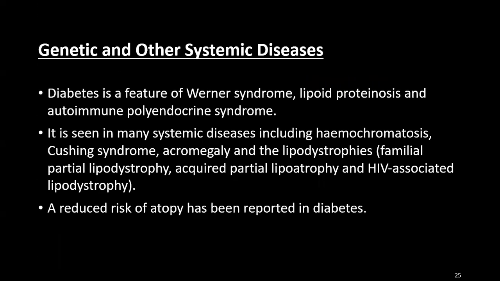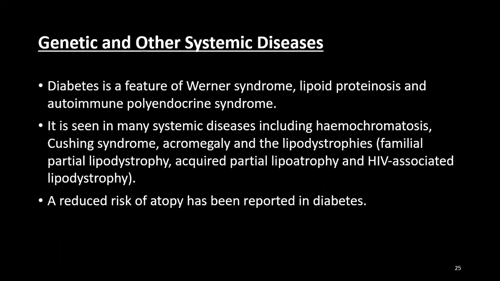Then the genetic and other systemic disorders. Diabetes is a feature of Werner syndrome, lipoid proteinosis, and autoimmune polyendocrine syndrome. It is seen in many systemic diseases, including hemochromatosis, Cushing's disease, acromegaly, and lipodystrophies. And these lipodystrophies include familial partial lipodystrophy, acquired partial lipodystrophy, and HIV-associated lipodystrophy. A reduced risk of atopy has been established in diabetes.